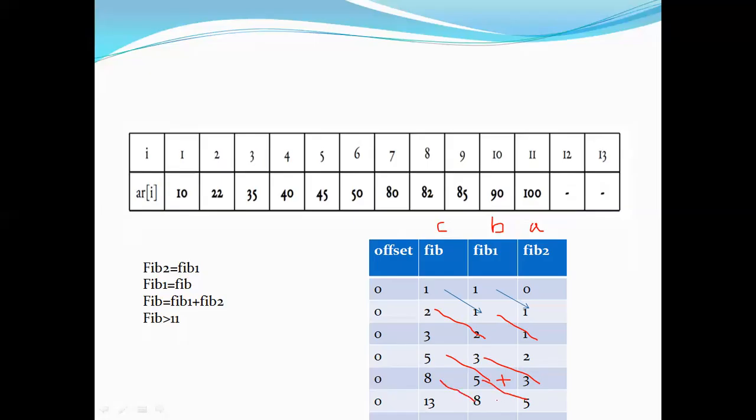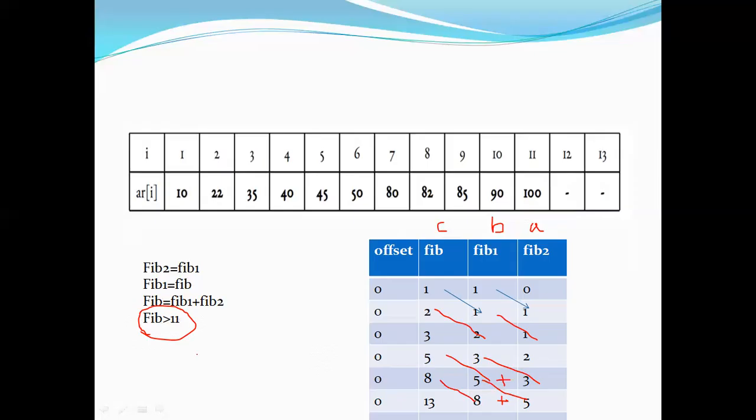8 plus 5 is equal to 13. So we got it. 13 is greater than 11. So up to this step is satisfied, we need to iterate, we need to calculate the Fib value. Now at this point of time the Fib value is 13, and 13 is greater than 11. So here we will stop the iterations, that loop will be stopped.